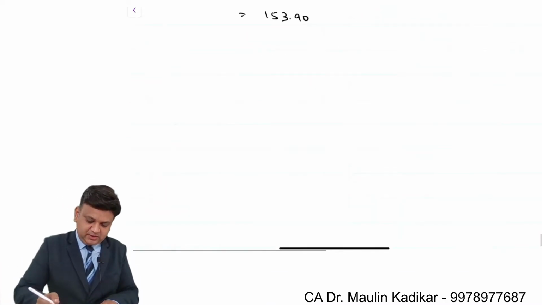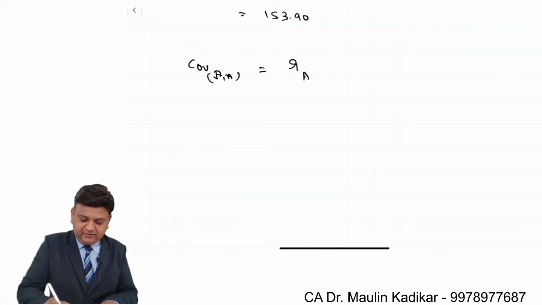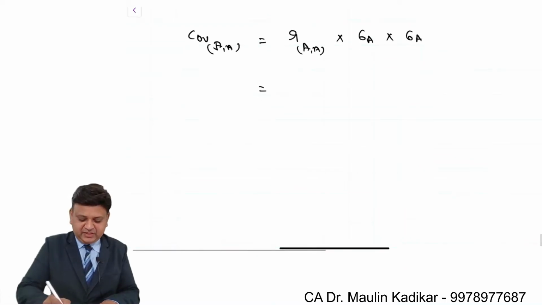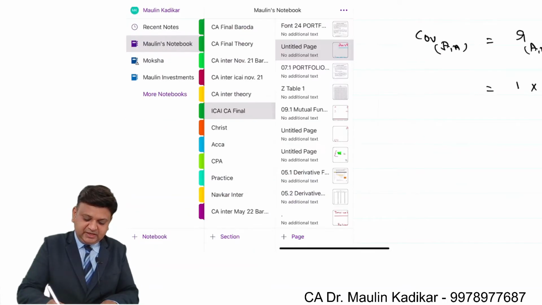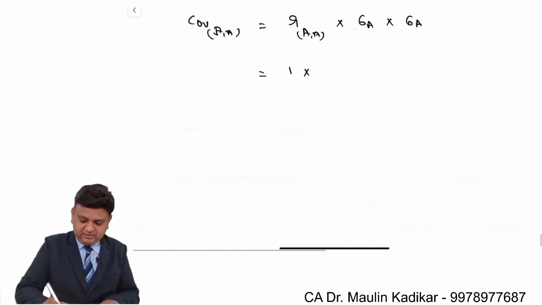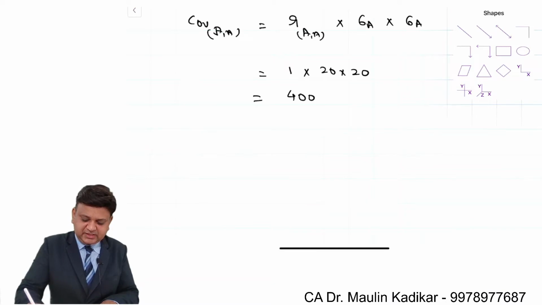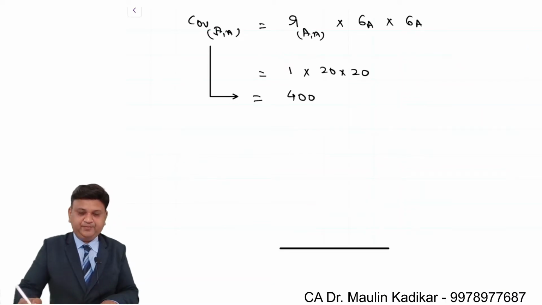Finally, if we want to compute the covariance of A with A, for example, how can we calculate it? It is correlation coefficient of A with A into standard deviation of A into standard deviation of A. Correlation coefficient of A with A is of course 1, and standard deviation of A is 20%, so it is the square of 20. So 20 into 20 comes to 400. Covariance of A with A is nothing else but the variance of A.